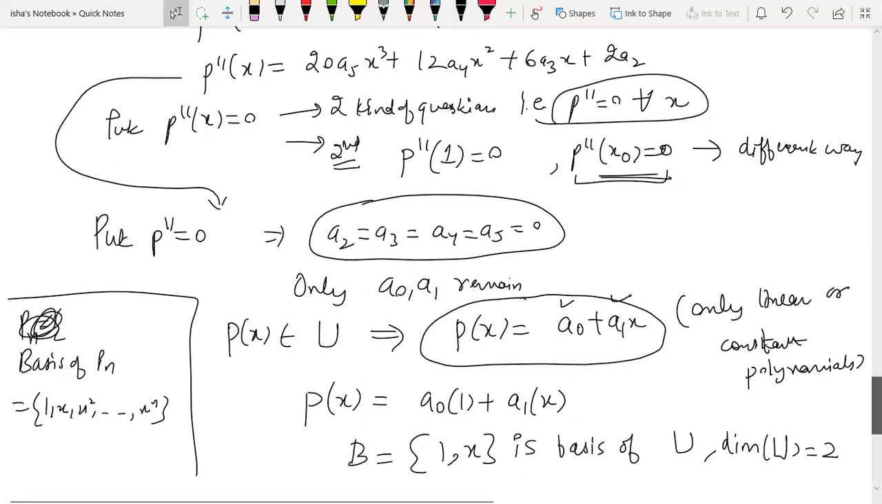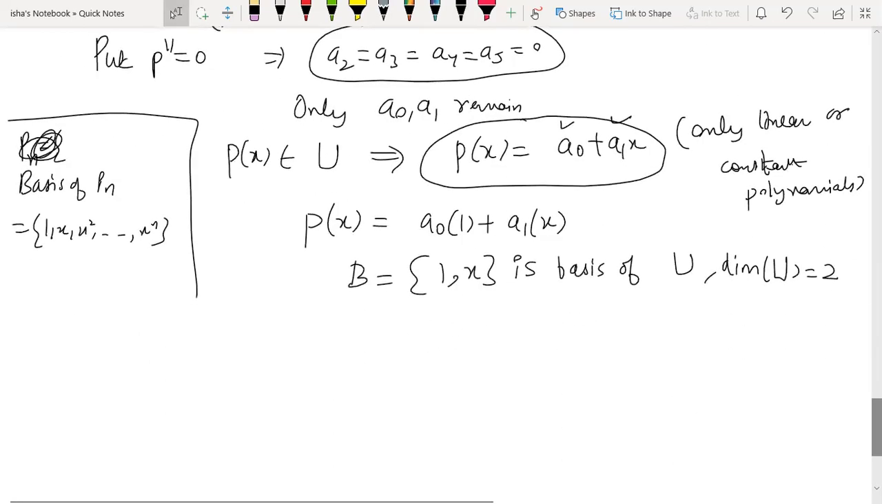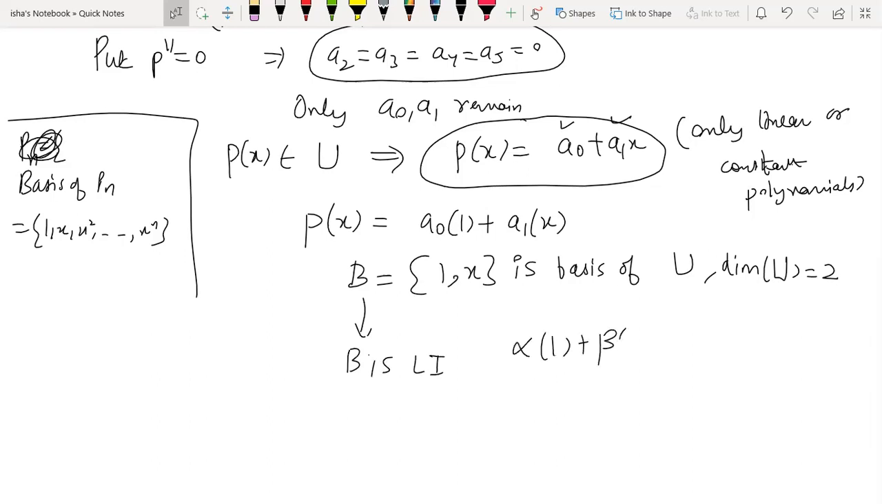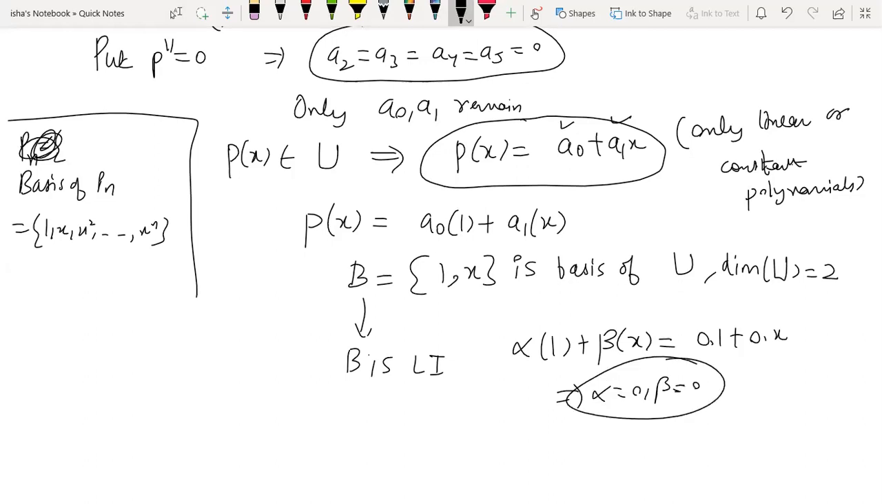It's easy. If you want to further check whether they are linearly independent or not, it is trivial, because it's looking like a standard basis. So you don't even need to show that, but it's very easy to check that B is linearly independent, because alpha into 1 plus beta into x is 0 into 1 plus 0 into x. It's a zero polynomial. It clearly will give you alpha 0 and beta 0. So this is the case when p double dash was 0, and we got this as the answer.